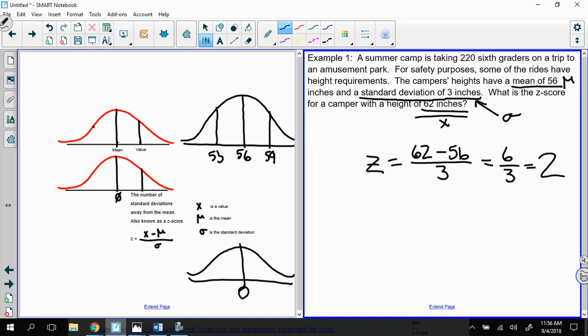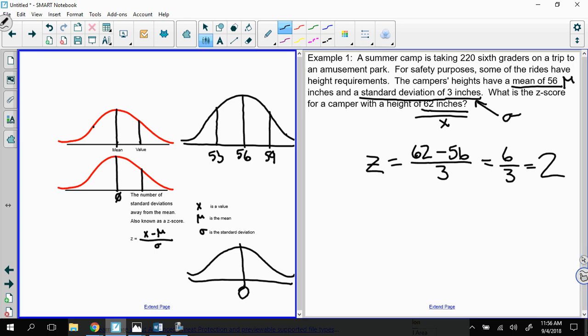So anybody that is 62 inches is 2 standard deviations taller than the average person. We would be over here at 62. Anybody that was higher would be higher than 62, and anybody lower, we're looking at that. So, two standard deviations. Here's one standard deviation of 3. Here's the second standard deviation. Down here on our curve, this would be 1. This would be 2, instead of the numbers based off of 56.